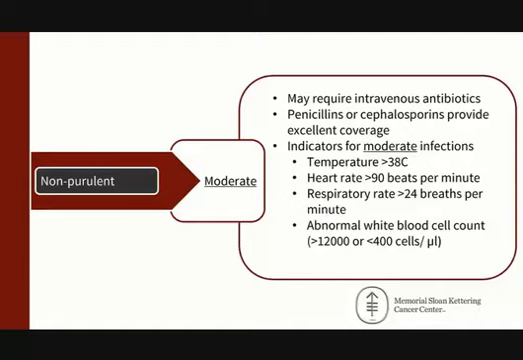An infection is categorized as moderate in contrast to simple if the patient has a typical cellulitis accompanied by systemic signs of infection, which may include a temperature greater than 38 degrees Celsius, a heart rate greater than 90 beats per minute, a respiratory rate greater than 24 breaths per minute, and an abnormal white blood cell count, either elevated, greater than 12,000, or depressed, less than 400 cells per microliter.